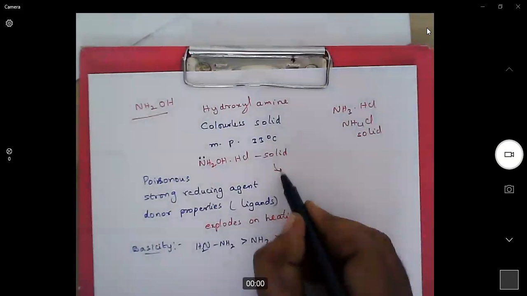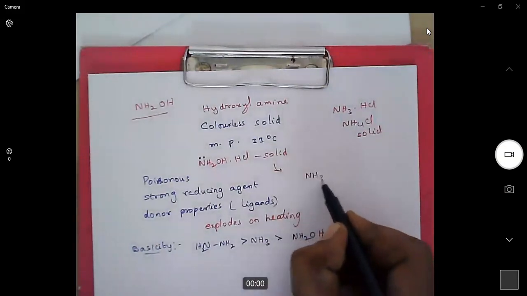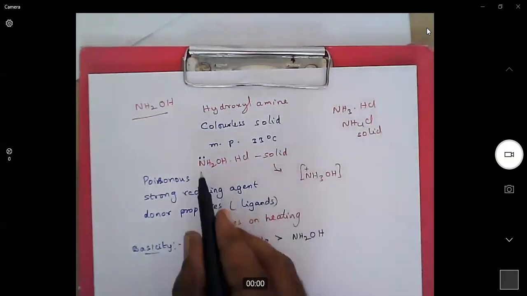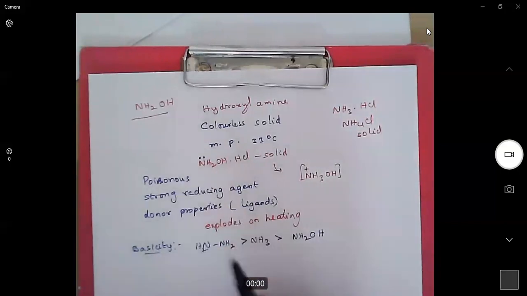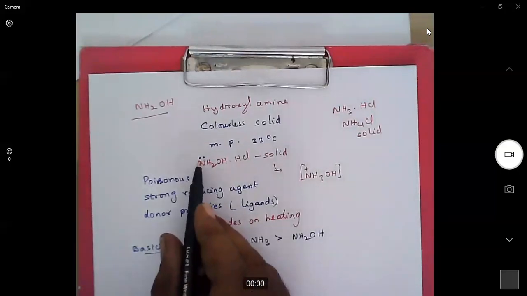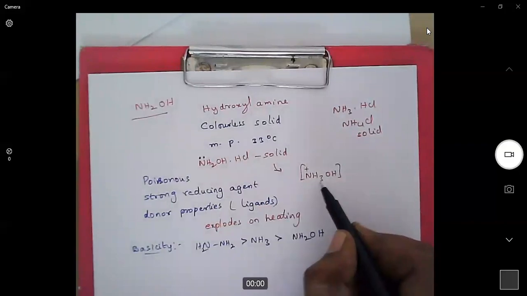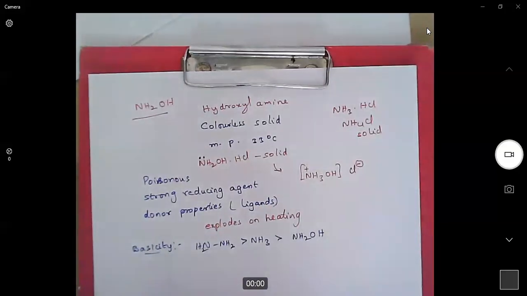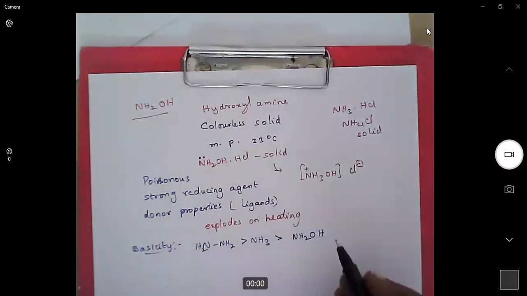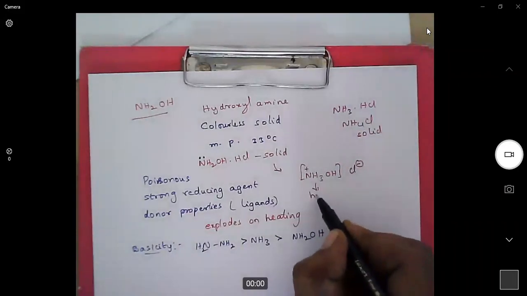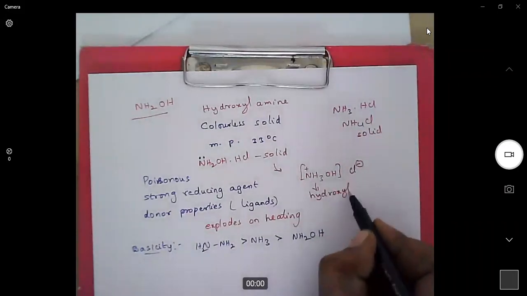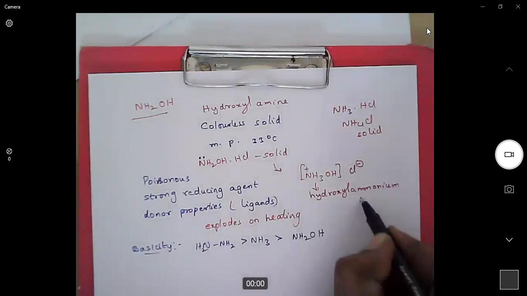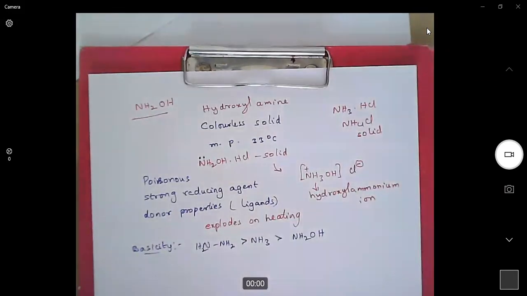So this solid compound generally will be generated in this form. H plus will be attacking on hydroxylamine, or in other words, this lone pair will be donated to H plus. So it generates NH3 plus OH ion, then Cl minus. This is hydroxylammonium ion, where Cl minus is a counter ion.